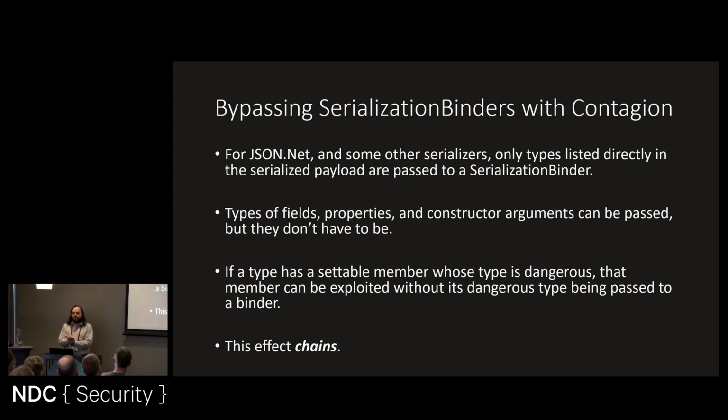So if you've got some sort of type that's dangerous, and it's the type of a member of some other type, then you can deserialize that other type. And because you've got that member in there, it'll make an object of that dangerous type as well, but it won't ask you about it. And that chains. So if there's something you can use for a serialization exploit that's a member of a property, or of a constructor argument of some other type, that's good enough to actually get RCE with it.